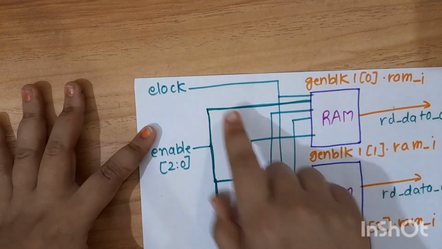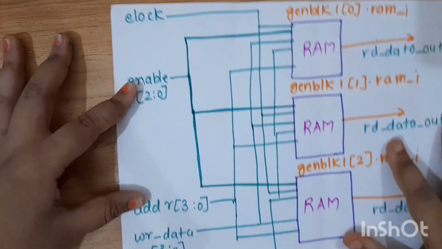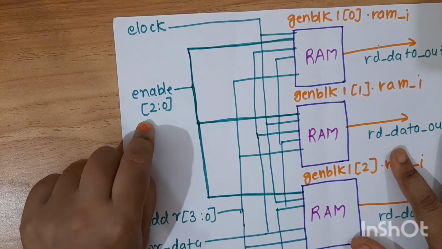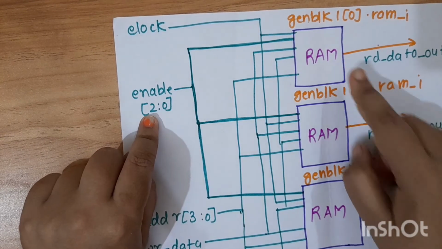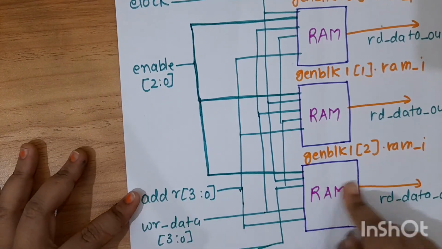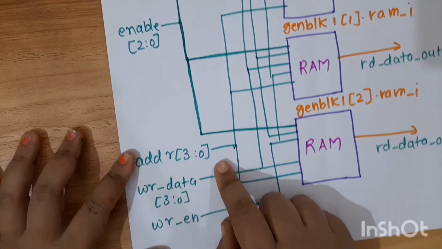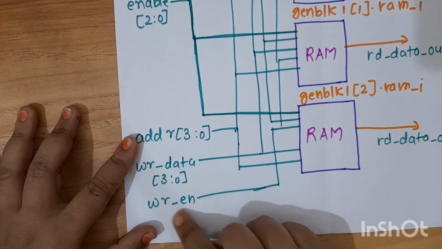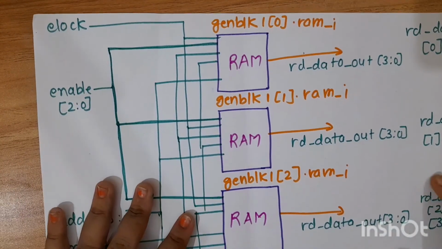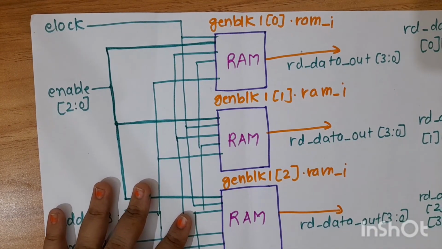Here the clock connection is common to all the RAMs. There is the enable pin, 2 down to 0. The 0th bit is connected to this RAM, the first bit is connected to this RAM, the second bit is connected to this RAM. The other lines, address 3 down to 0, write data 3 down to 0, and write enable, are common to all the RAMs. Hope you are able to understand the generate for block.